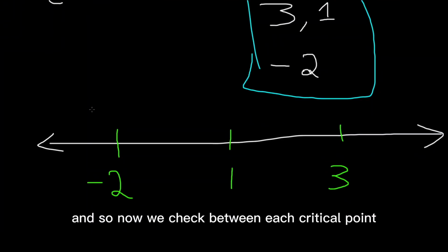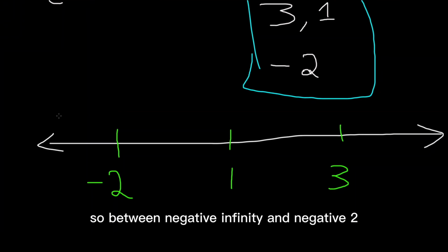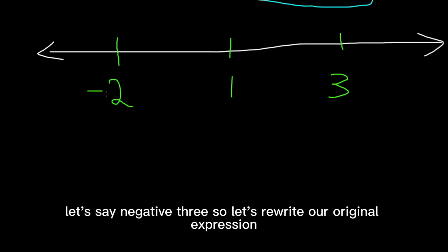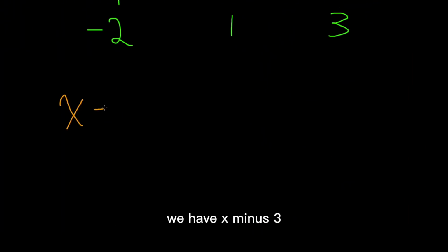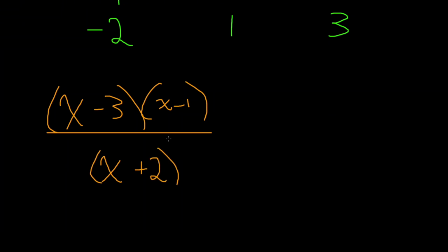And so now we check between each critical point. So between negative infinity and negative 2, let's say negative 3. So let's rewrite our original expression. We have x minus 3, x minus 1 divided by x plus 2 squared.